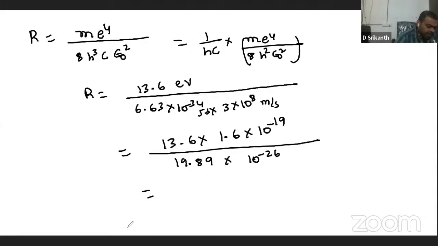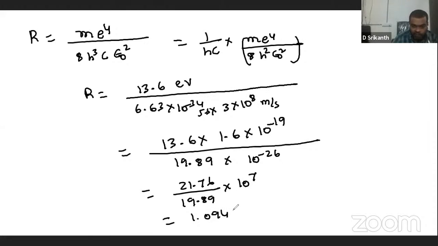13.6 into 1.6 is 21.76, divided by 19.89 into 10 power 7. That is 21.76 divided by 19.89, which is 1.094 into 10 power 7 meter inverse. That is the value of the Rydberg constant.